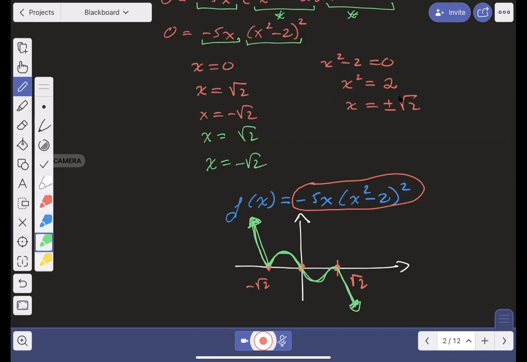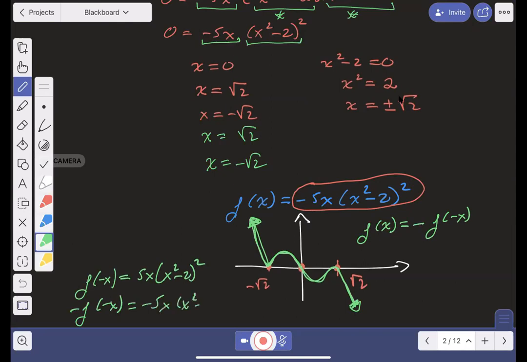All right. That's my graph. What do I notice about this function? Well, certainly not even. The question is, is it odd? In other words, is f of x the same as minus f of minus x? Well, I'm going to put that down for you. F of minus x is going to be minus 5x times x squared minus 2 squared, and minus f of minus x is 5x times x squared minus 2 squared.